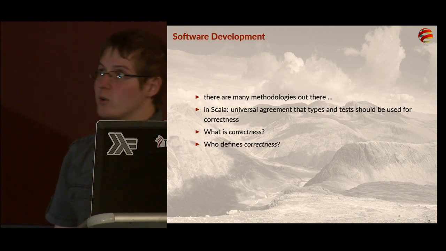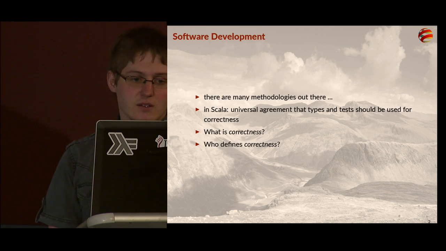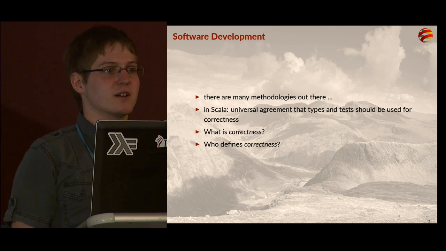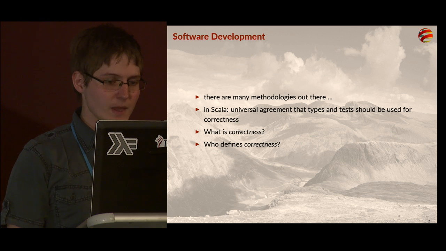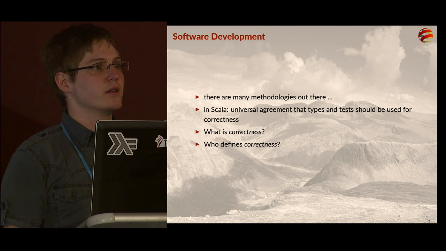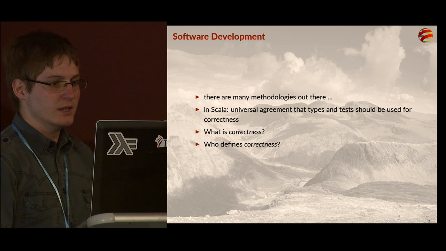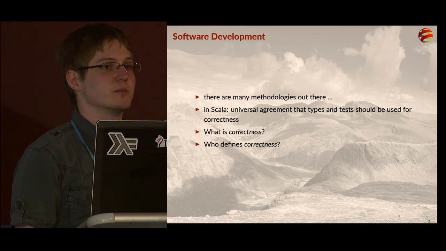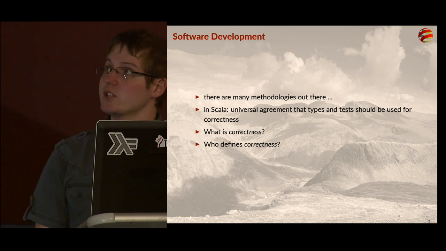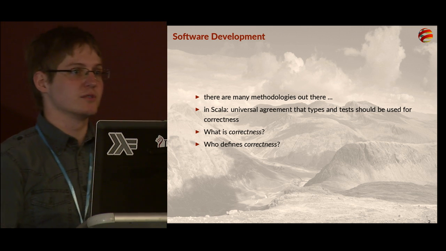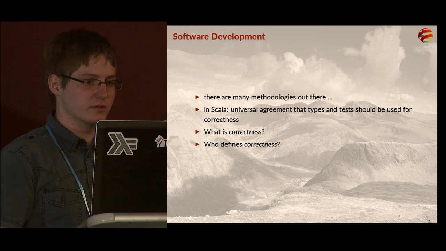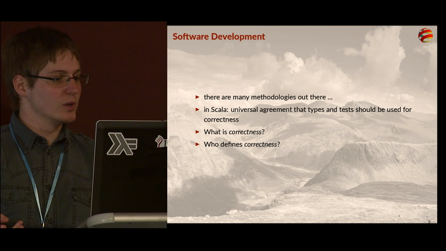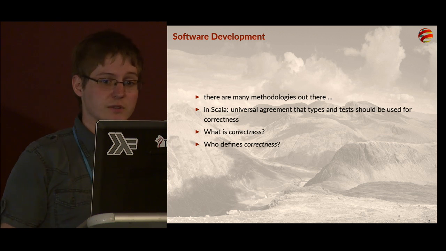Right, so what is software development? Of course, as you know, there are quite a lot of software methodologies out there, on how to develop software. And in Scala, if you program in Scala, there's pretty much universal agreement that types and tests together should be used to ensure the correctness of programs. Now, the big question is, what actually is correctness of programs? We've heard a lot about these things at this conference, reasoning about programs, ensuring correctness, and what is it actually? And who actually defines what a correct program is?